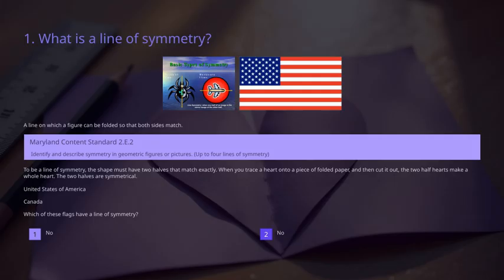Now let's look at some flags. Which of these flags have a line of symmetry? The first one, no. The second one, no. This helps us see how symmetry isn't just about shapes, it's also about real-world objects like flags. Recognizing symmetry helps us understand the balance and design in shapes and images around us, which ties back to the overall idea of understanding geometric figures and their properties.